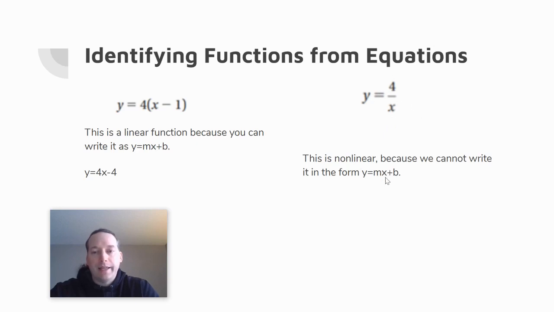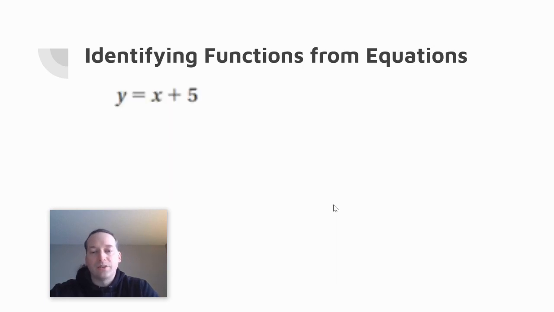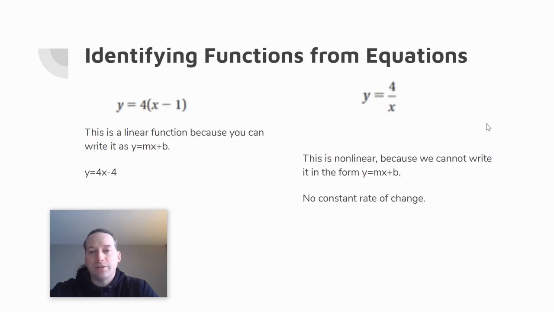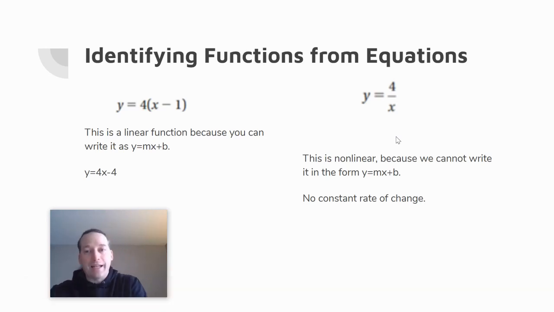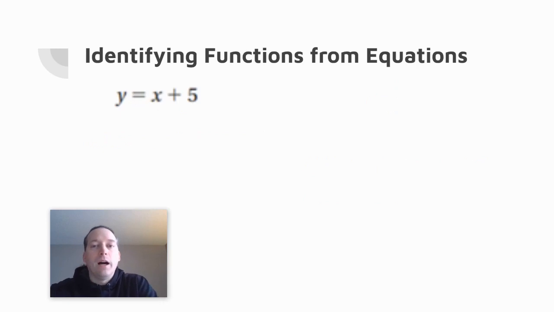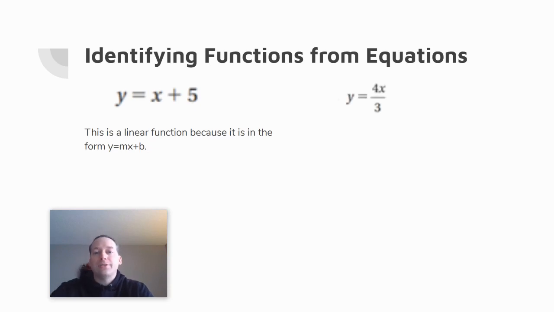So here, I cannot make it. This would be y equals whatever over x. So it's not always going to be a constant rate of change. Therefore, this is nonlinear. That's all it means. We're just looking at, is it linear? Is it nonlinear? We're not going too much more in depth than that for right now. I think you guys can figure this one out. Clearly, it's linear. Okay. Now let's look at this one.